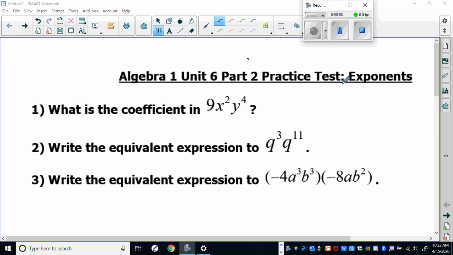This is the Algebra 1, Unit 6, Part 2, Practice Test Review. I'm going to go over all the problems. I think it's about 14 in total.